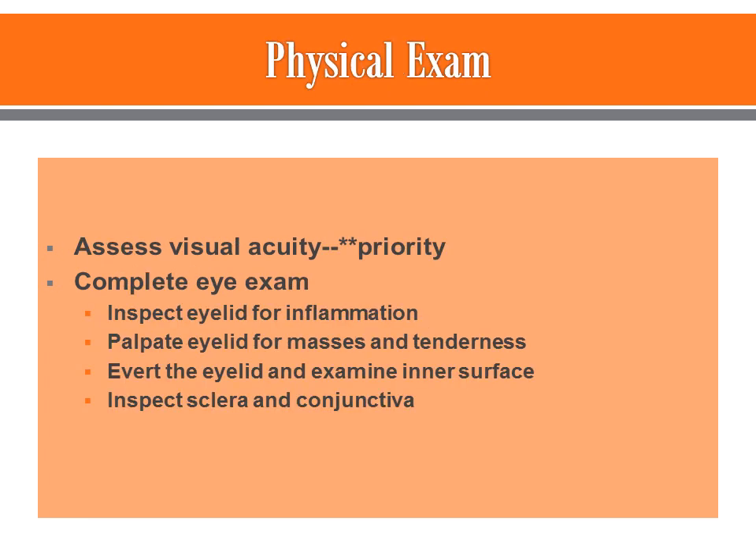On physical exam, your priority is to assess visual acuity, and if they're having difficulty, you can put up two fingers if they can't see the Snellen chart and let them tell you how many fingers you have up.